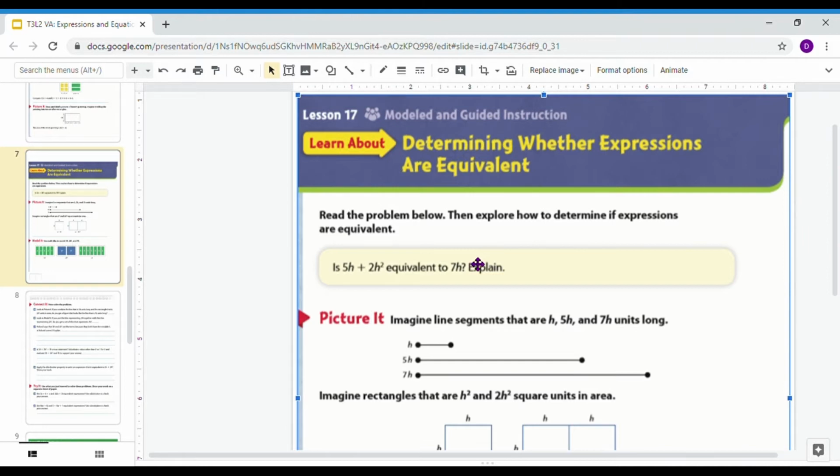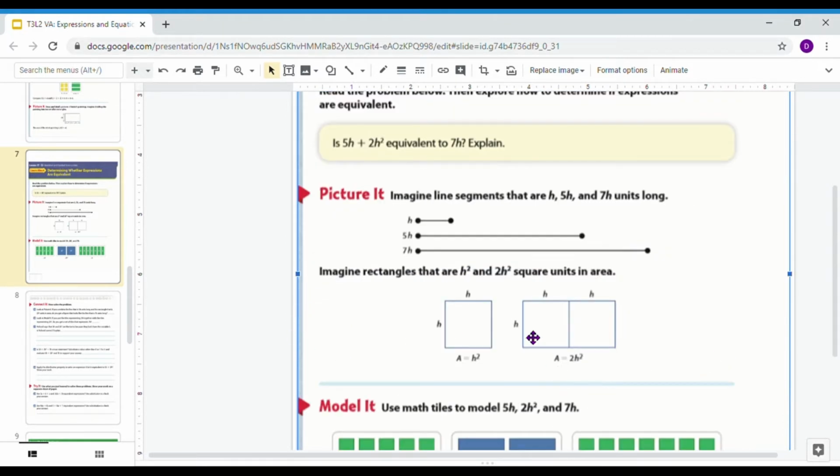So now we're going to get into determining whether or not expressions are equivalent and the quickest way to determine that. We're going to be looking at the expressions 5h plus 2h squared, and we're going to ask ourselves, is that equivalent or equal to 7h? In the picture they show us what we don't know the number for h. It's an unknown number. That's why it's a variable.